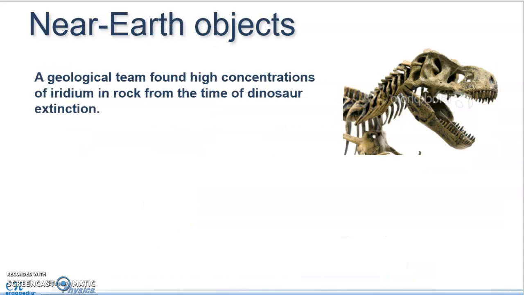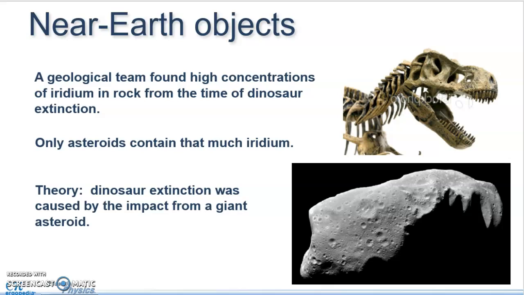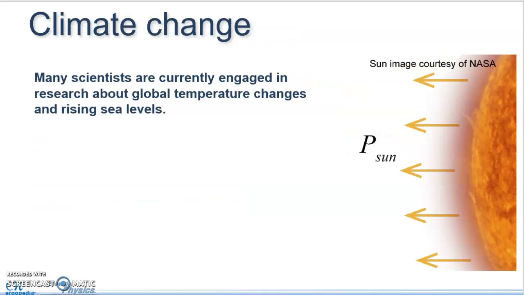All right. Another place where you can see some relationships that might not immediately be obvious: geological teams noticed lots of iridium in rock from the time of the dinosaur extinctions, and then related that to an astrophysics kind of thing where iridium is present in large quantities in asteroids. So the theory comes about that dinosaur extinction was caused by an impact from a giant asteroid.